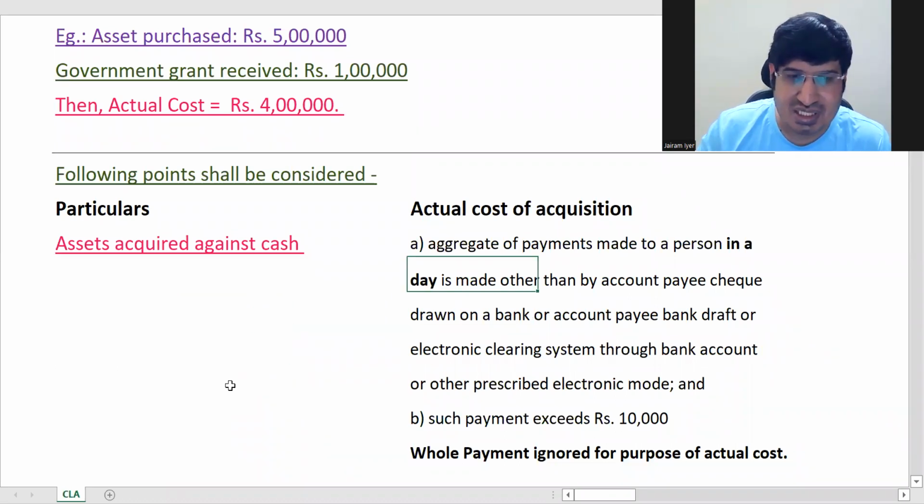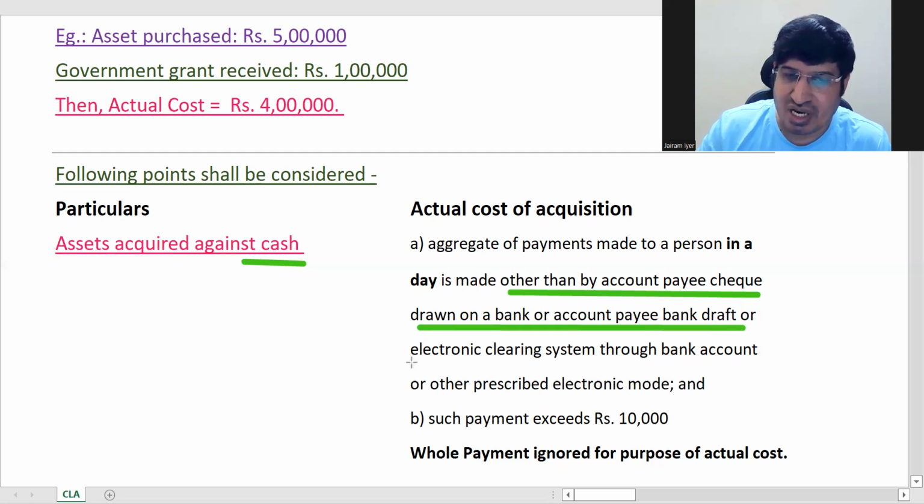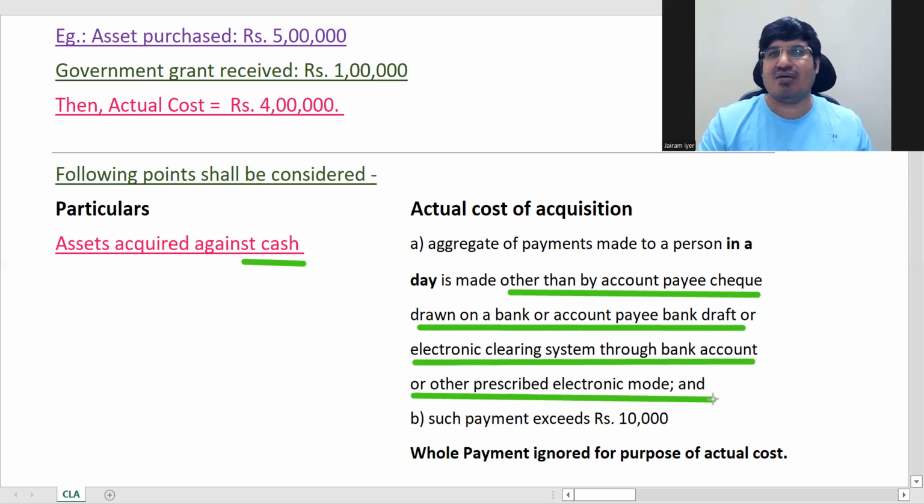So this is the first point, assets acquired against cash. What is important is that you have bought it for cash, you have paid cash. What it says is, other than any electronic mode of payment, that is an account payee cheque, bank draft, electronic clearing system, your internet banking, or other prescribed electronic mode like Paytm, Google Pay, correct?